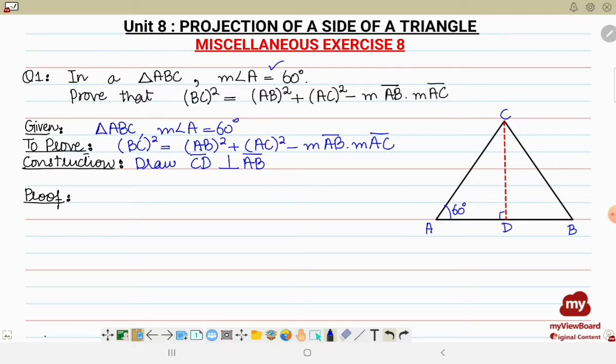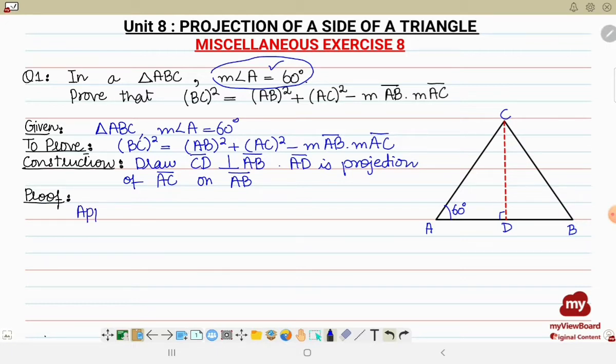So you can say this AD side, therefore AD is the projection of which side? AD is the projection of AC, and where is it being made? On AB, right? So this is the construction we have done so far. Now we'll be doing the proof, or you can say the solution of question number 1. Here we are supposed to apply the theorem. Since the angle is of 60 degrees, this is less than 90 degrees, it is an acute angle, right? So we'll be applying the projection theorem of acute angle triangle.